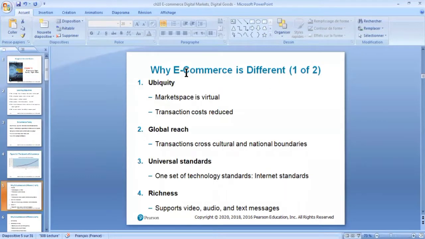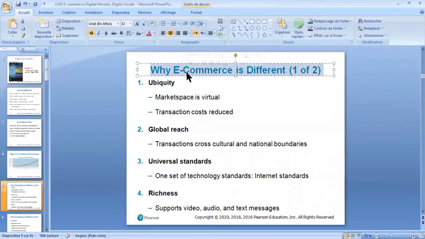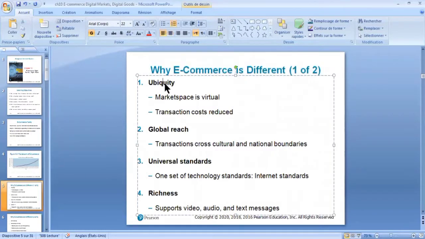So now let's try to answer this question. Why is e-commerce different? What makes e-commerce unique? What makes e-commerce different from traditional commerce? The answer to this question lies in the unique features of the internet and e-commerce. The first feature is ubiquity. What does ubiquity mean?